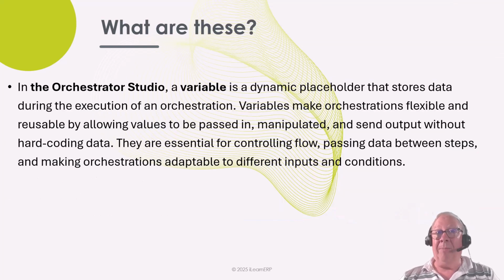So what are variables? In the Orchestrator Studio, a variable is a dynamic placeholder that stores data during the execution of an orchestration. Variables make orchestrations flexible and reusable by allowing values to be passed in, manipulated, and sent out without hard-coding data. They are essential for controlling flow, passing data between steps, and making orchestrations adaptable to different inputs and conditions. So let's take a look at this diagram.